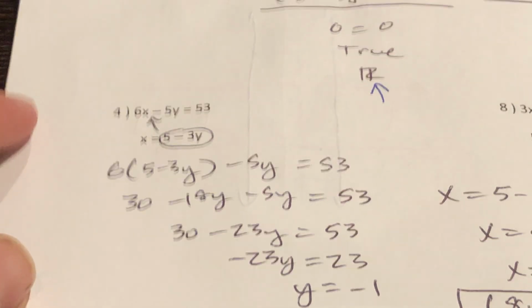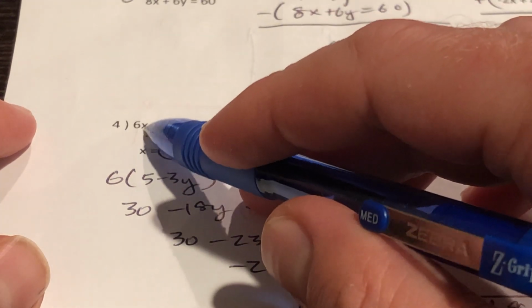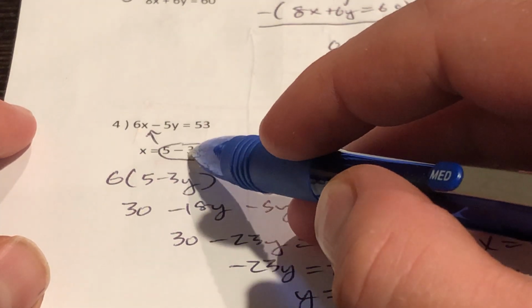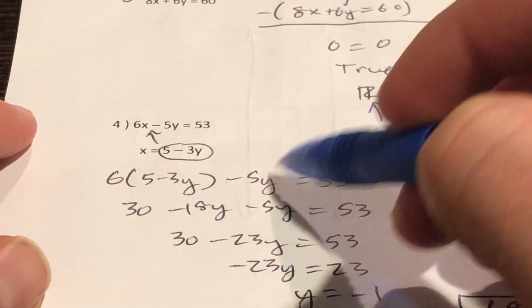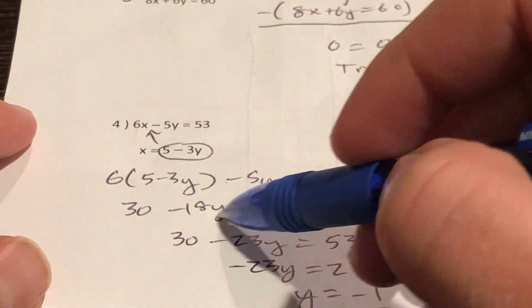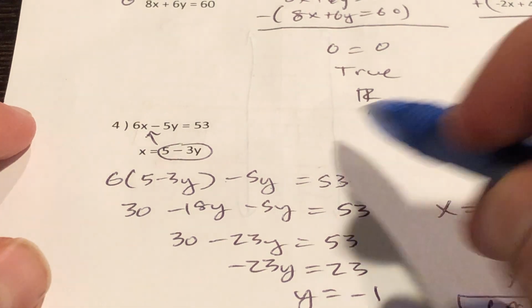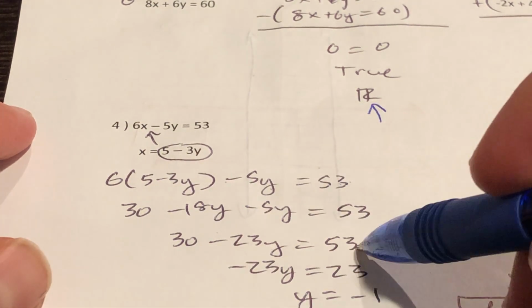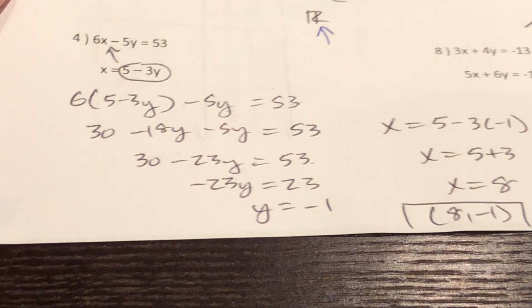On 4, we got substitution. If you have a variable all by itself, you're going to plug this in for x in that first equation. So 6 times what x is, 5 minus 3y, minus 5y is equal to 53. 30 minus 18y minus 5y is equal to 53. 30, combine like terms, minus 23y is equal to 53. Subtract 30 from both sides, divide by negative 23. Y is a negative 1.